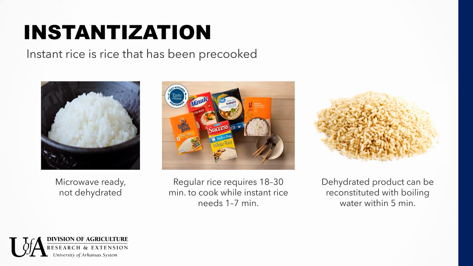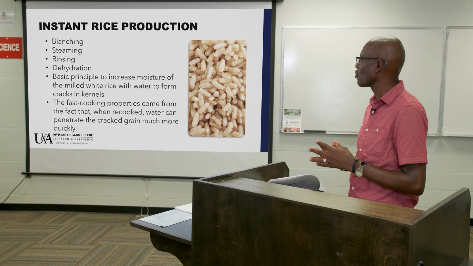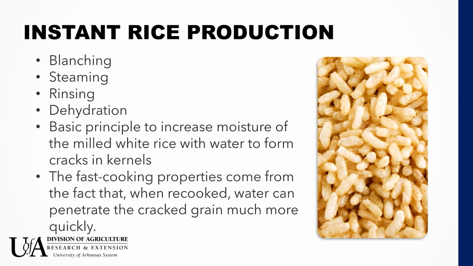Now, there are cases where it is dehydrated, and when it's dehydrated, typically you require some water to reconstitute it, and then that water, as long as it's boiling water, will reconstitute it and make it ready in about 5 minutes. Now, the process of producing instant rice starts with blanching that rice and then steaming that rice.